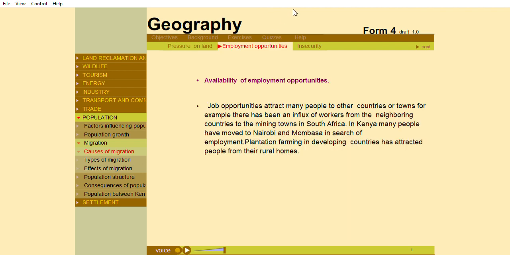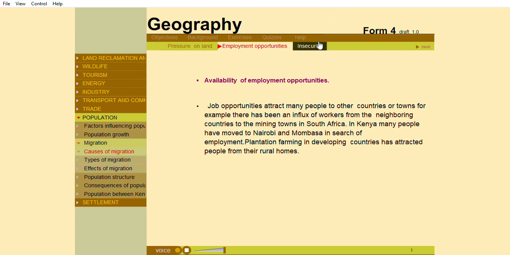Availability of employment opportunities. Job opportunities attract many people to other countries or towns. For example, there has been an influx of workers from the neighboring countries to the mining towns in South Africa. In Kenya, many people have moved to Nairobi and Mombasa in search of employment. Plantation farming in developing countries has attracted people from their rural homes.